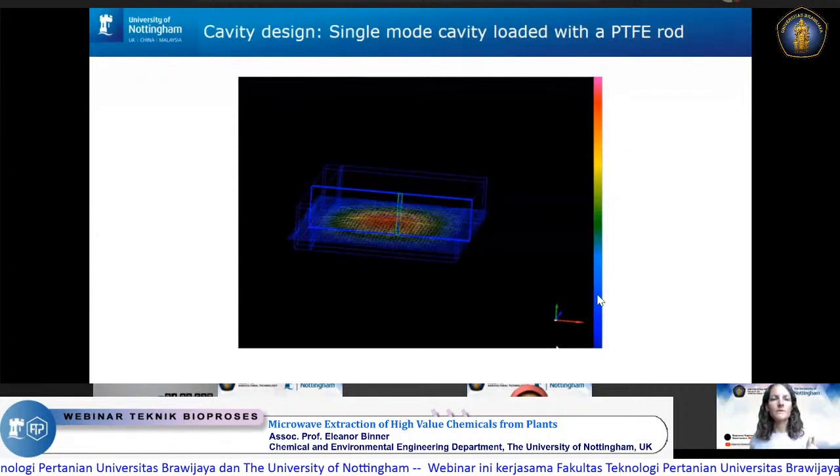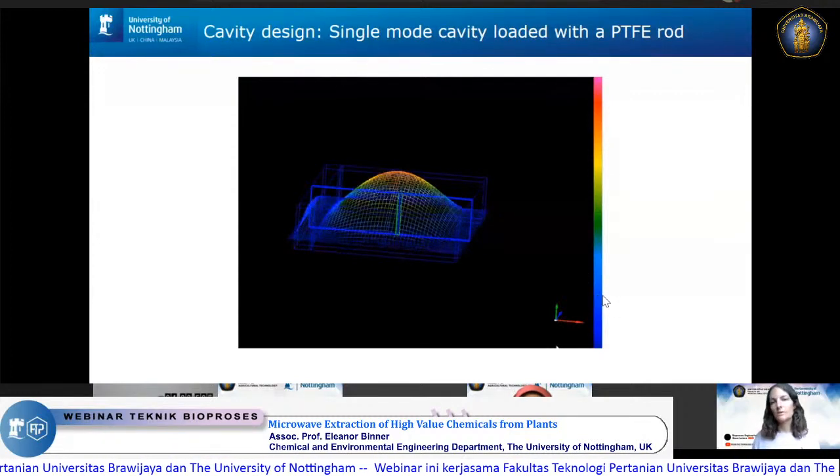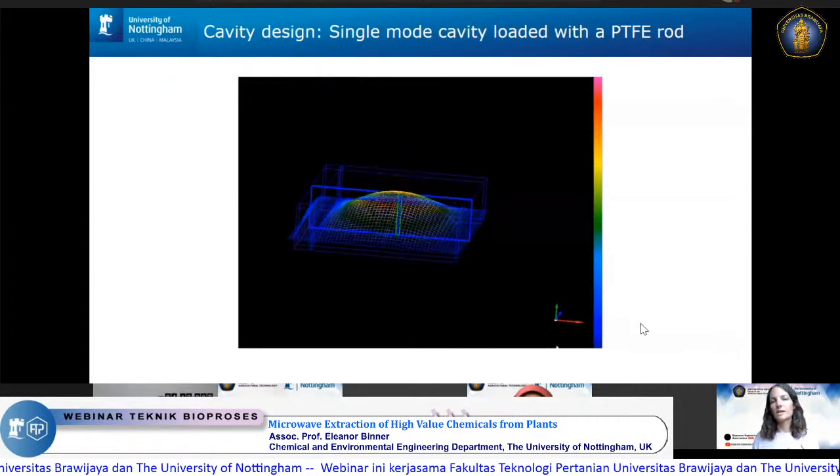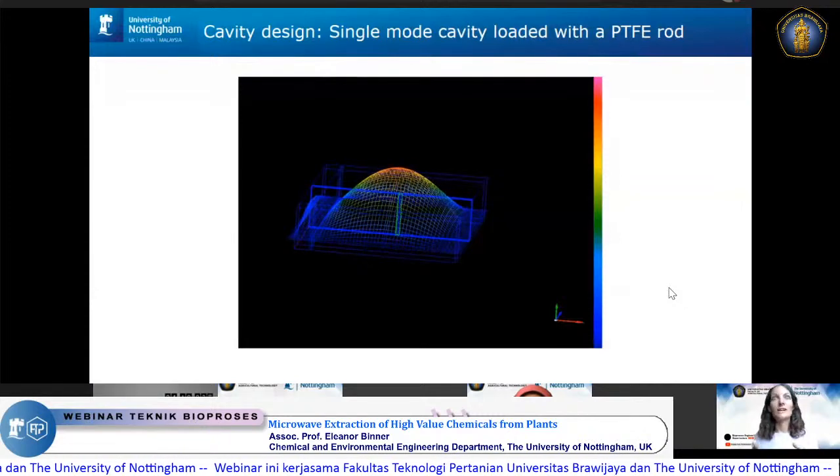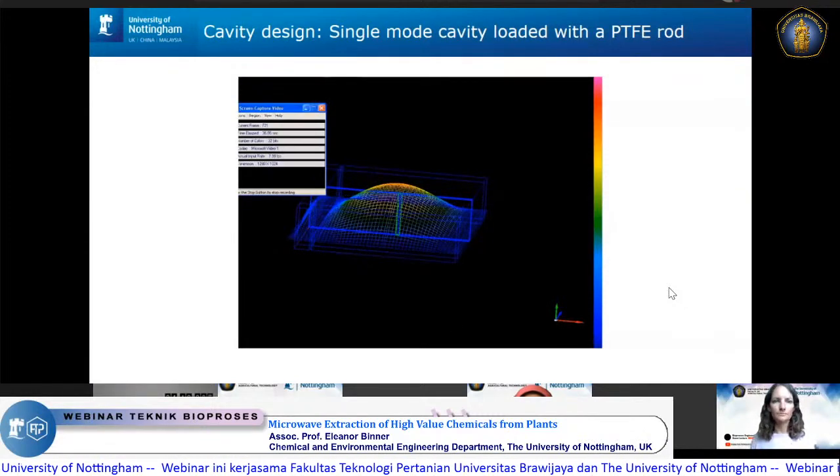So the advantage of this is it's very well controlled, and we can understand if we turn the power up, we know the electric field will increase, and we know that the sample has all received a relatively even amount of electric field. The disadvantage is that it is only half a wavelength, and the cavity size is therefore determined by the wavelength. Now, the wavelength in your 2.45 gigahertz oven at home is 12 centimeters. So a single mode cavity is 6 centimeters wide. Okay, so it's not very big.